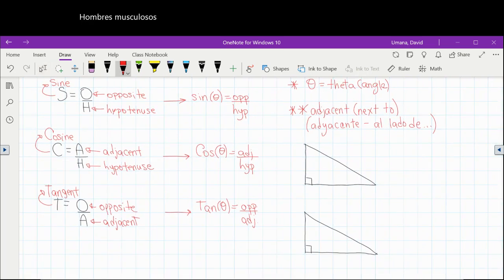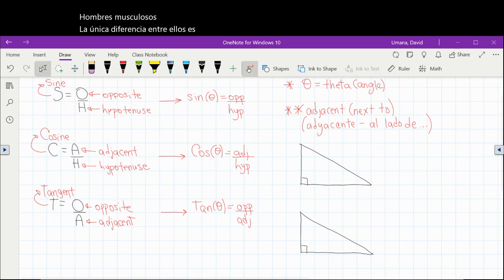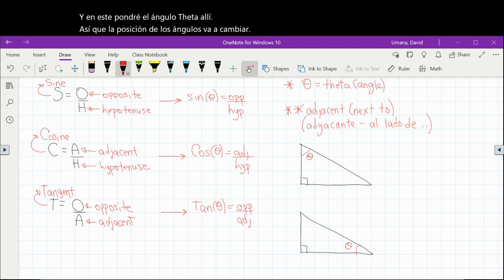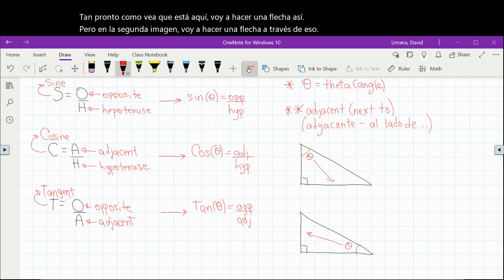The only difference between them is that on this one, I am going to purposely put in the angle theta here. And on this one, I'll put the angle theta there. So the position of the angle is going to change. As soon as I see that it's here, I'm going to make an arrow across like that. But on the second picture, I'm going to make an arrow across like that. And it's supposed to be pretty much the same picture. Okay, so it's not like I have a different picture. It's supposed to be pretty much the same.